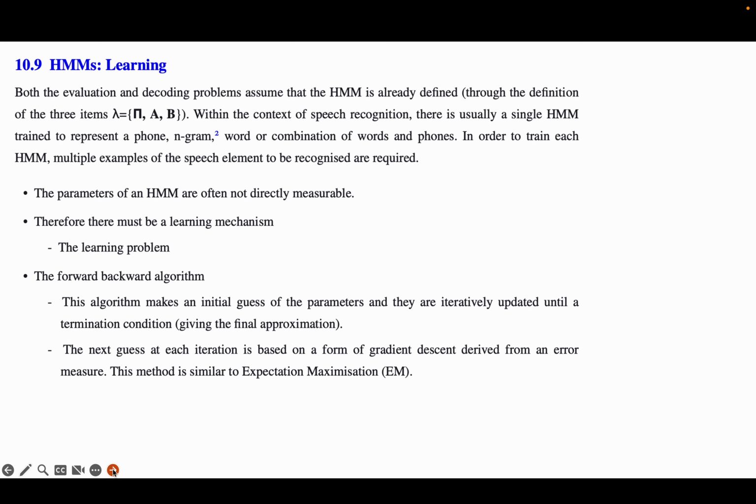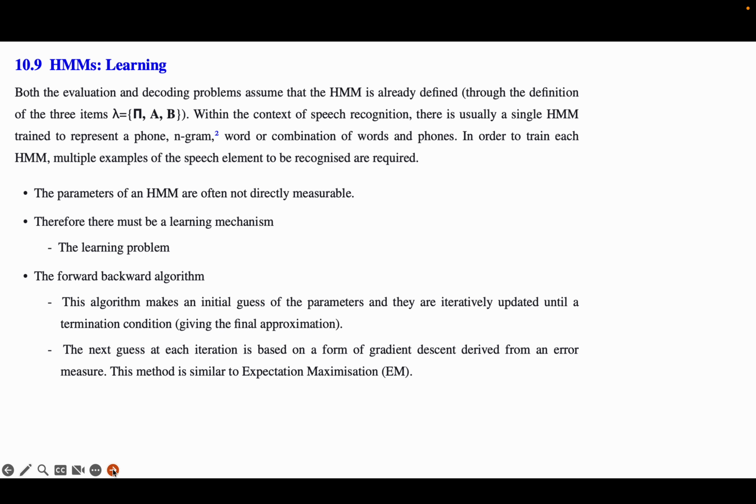So in speech recognition, there's usually a single hidden Markov model that is trained to represent a phone, an n-gram, a word, or combination of words. In order to train each hidden Markov model, multiple examples of the speech element to be recognized are required. The parameters of the hidden Markov model are usually not directly measurable, so there has to be a learning mechanism, and so that's the learning problem. The forward and backward algorithm basically makes an initial guess at the parameters, and they're iteratively updated until a termination condition that gives the final approximation is found.